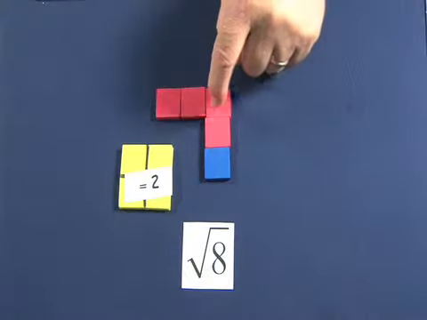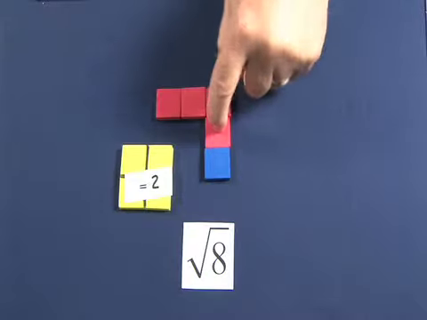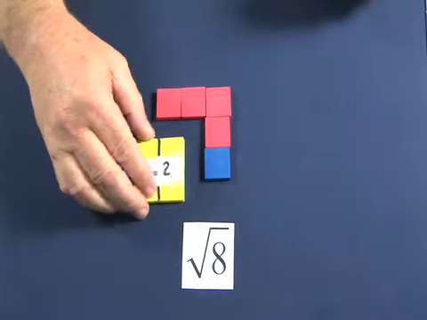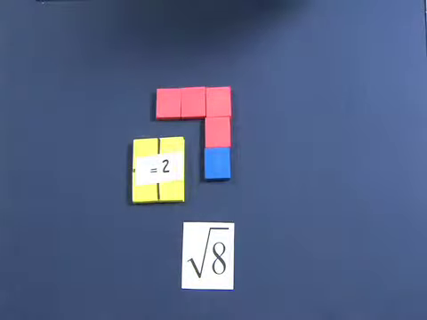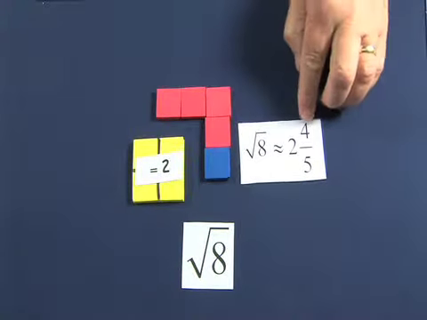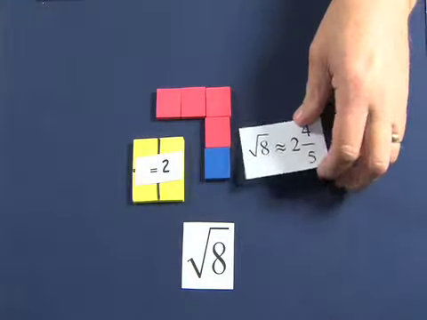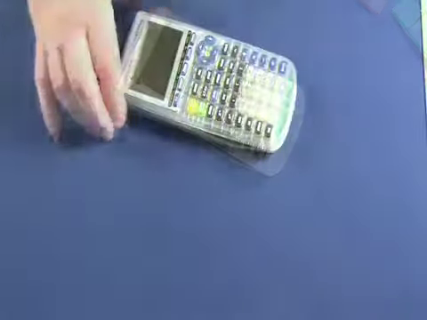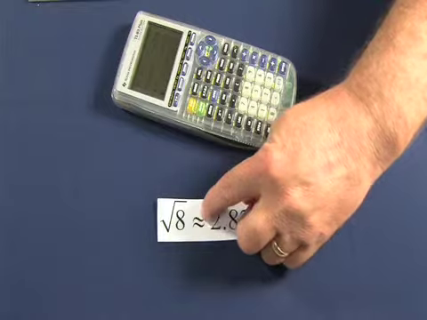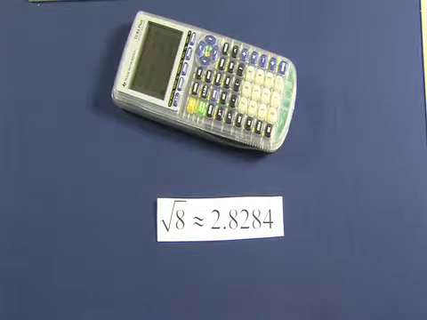We have 1, 2, 3, 4 fifths. Got it? Good. So now we take the 2 and 4 fifths. Ta-da! The square root of 8 is 2 and 4 fifths. Now that's an estimate. On a calculator, the square root of 8 is 2.8284, etc. This little wiggly equal sign is an approximate symbol, which means it's only close to it.